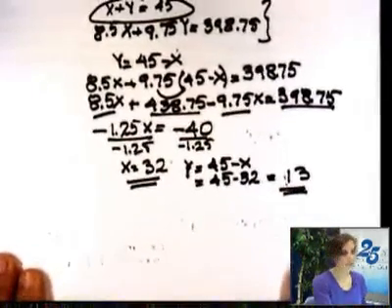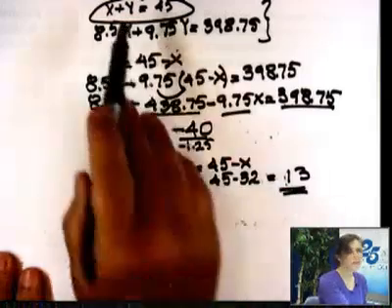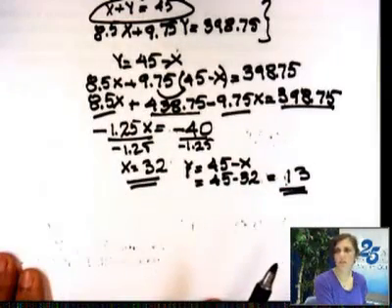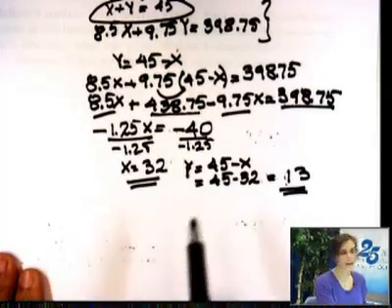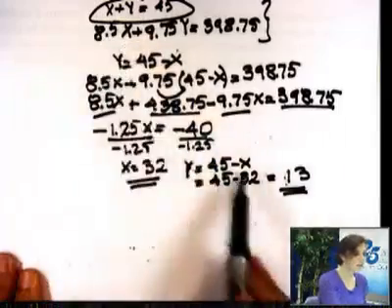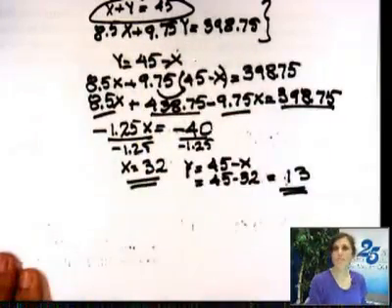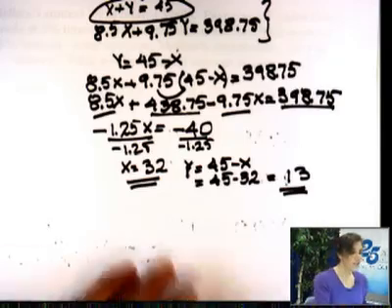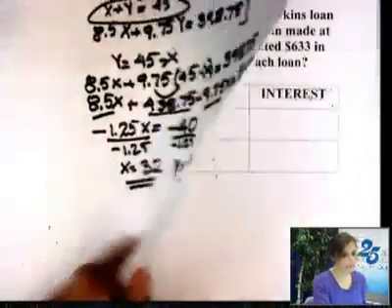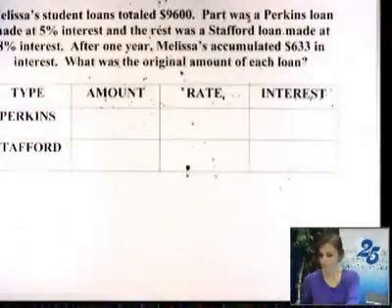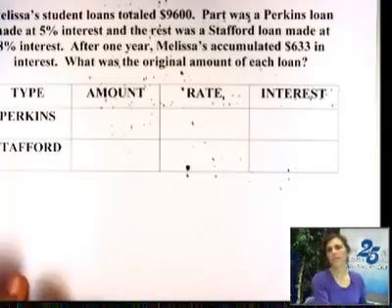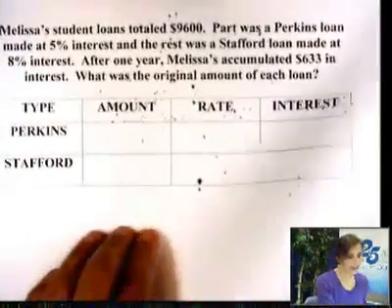Does that make sense? Let's look. 13 plus 32 is 45. And I can use my calculator, plug this in here. And I did that ahead of time, and it looks like it works. Okay, so you can do the same type of problems with other types of things in selling and things like that.